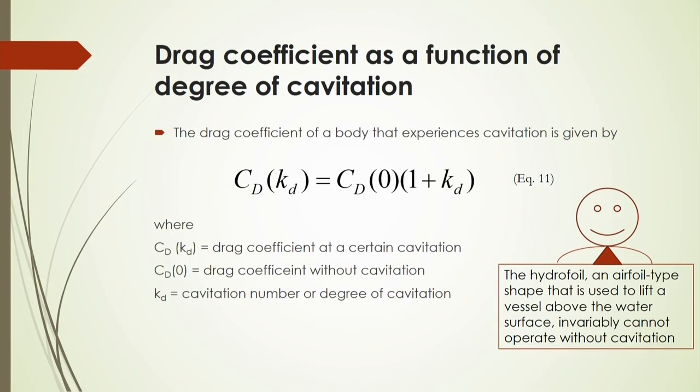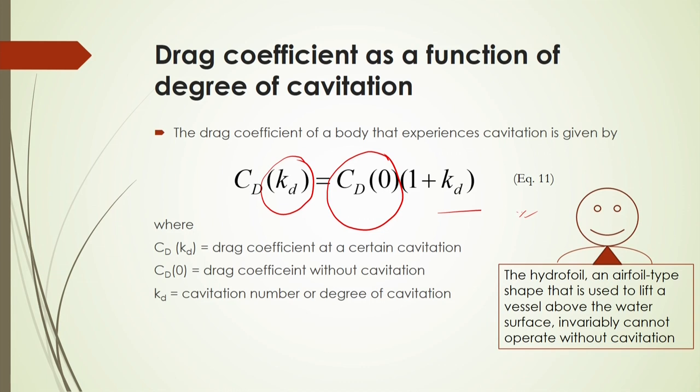Now, if we represent this drag coefficient as a function of degree of cavitation, how can it be? The drag coefficient of a body that experiences cavitation is given by equation number 11: C d as a function of K d will be equal to C d 0 into 1 plus K d. Here C d is the drag coefficient at a certain cavitation, and C d 0 is the drag coefficient without cavitation, and K d is the cavitation number or degree of cavitation.